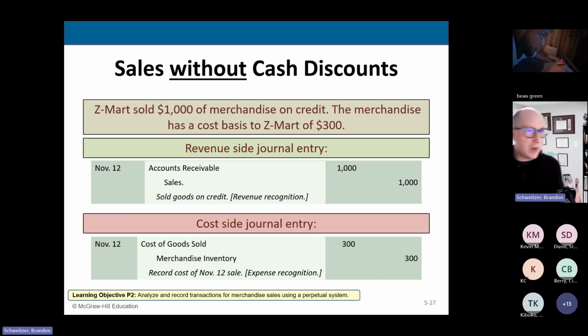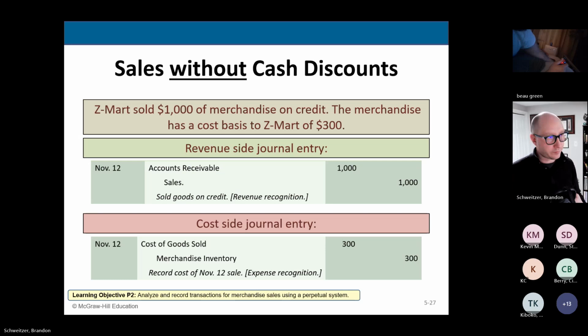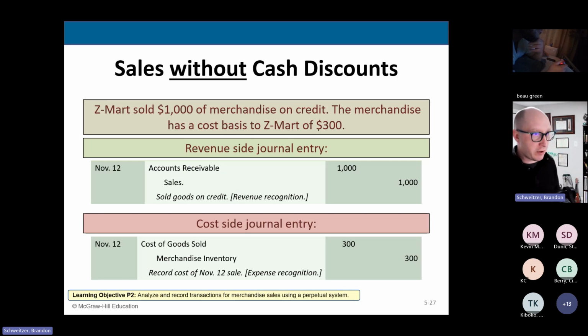So here we have a sale of one product. We sold a product for $1,000. We sold it to a customer on account. Means the customer's going to pay us later. So here's the first journal entry that we make. We debit account receivable to increase our account receivable by 1,000. We credit sales to increase our sales by 1,000. That's the first part of the transaction.